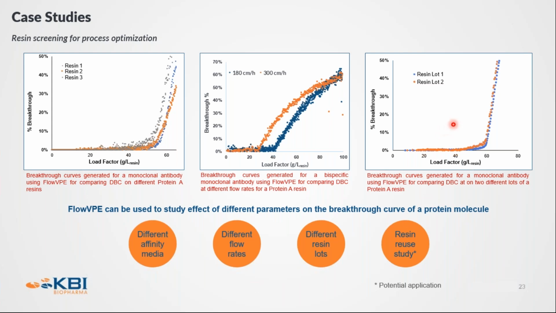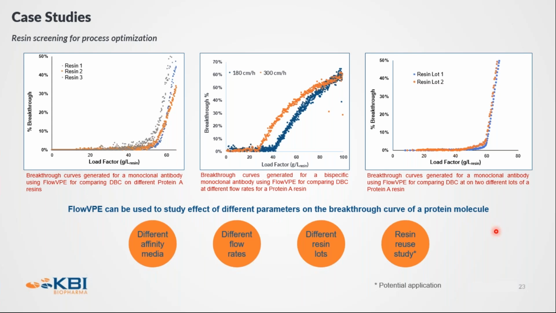And then here you can see the comparison between 2 resin lots. The breakthrough curves are so nicely overlapping over each other that we can say that these 2 resin lots perform the same. So it just provides us a good tool to have breakthrough comparison between different resins, different lots, and at different flow rates. One potential application of this instrument we are looking at is the resin reuse study.